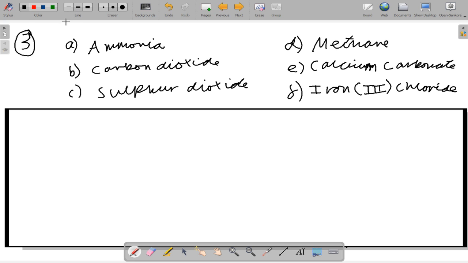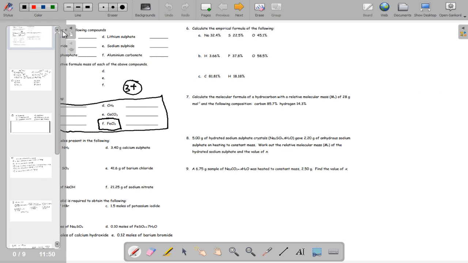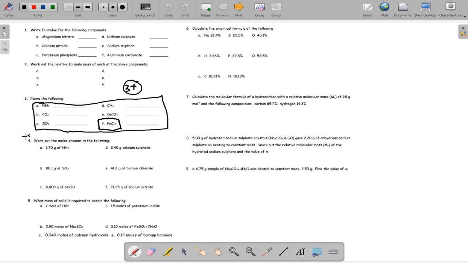So we'll go back to questions again, and now we're going to work out some moles of the following. So 1.7 grams of ammonia, 3.4 grams of calcium sulfate, 8.1 grams of SO3, and 41.6 grams of barium chloride, 0.8 grams of sodium hydroxide, and 21.25 grams of sodium nitrate. So I'll pause again.